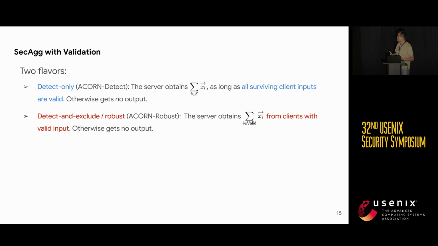So we provide two flavors of the input validation zero-knowledge proof protocols. In the basic mode, the server can detect if there's invalid input. And in the a bit more advanced mode, the server can actually pinpoint which inputs are invalid, and the server can then exclude those from the aggregation.